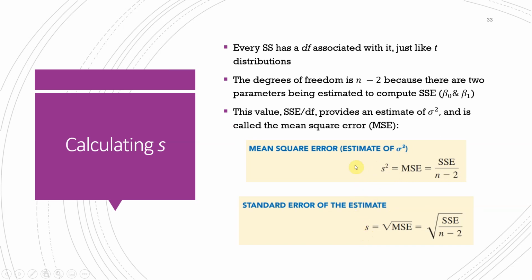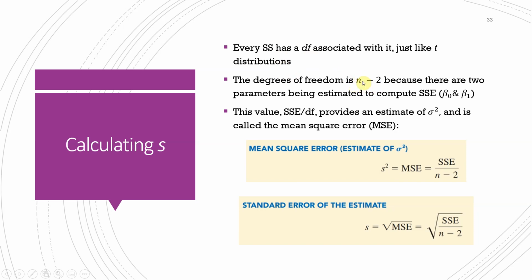So the last thing we have to consider is that every sum of squares has a degrees of freedom associated with it, just like the t distribution. Remember, each t distribution has its own individual distribution based off of the number of degrees of freedom it has, which is just based off of the sample size. So what are the degrees of freedom for the sum of squares? Well, for us, it's n minus 2.